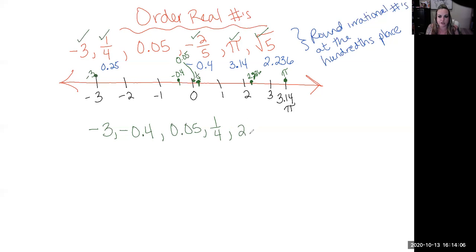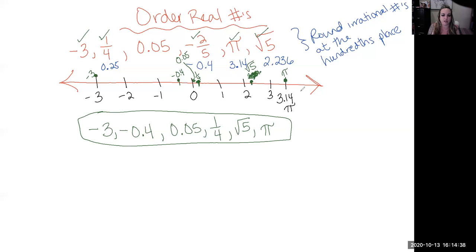And then oh no, I just said that and then I didn't do it. Goodness gracious. The 2.236, we should have put it as the square root of 5. That's what that was. So square root of 5. And then pi. Not missing anything, are we? Let's see. 1, 2, 3, 4, 5, 6. 1, 2, 3, 4, 5, 6. Okay, so that is how we order rational numbers.